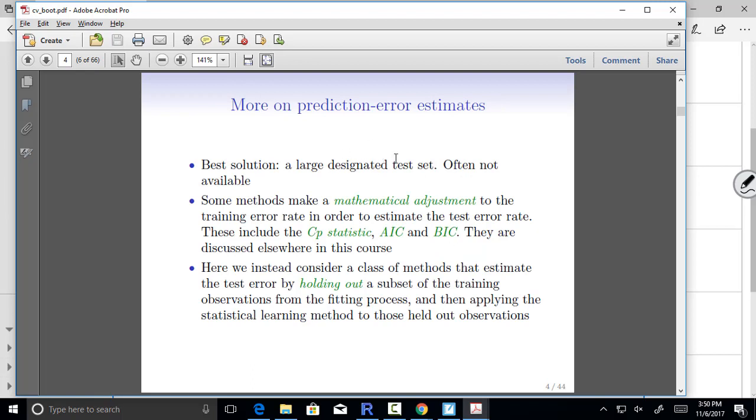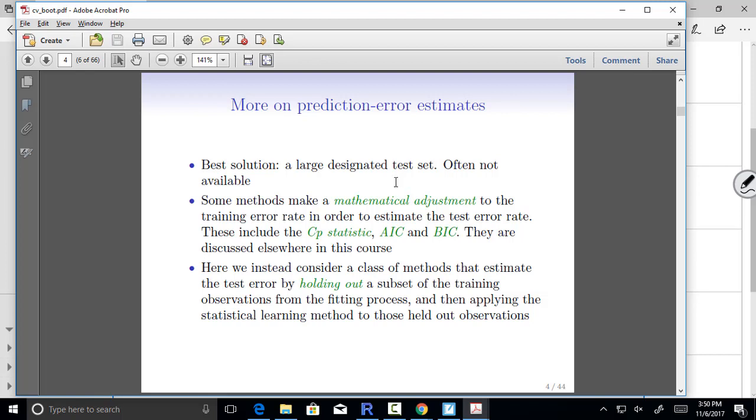So the authors say the best solution is the train-test split. In particular, a large test set. The reason that's best is because it's most easily justified as being unbiased and giving you reliable estimates in the general population.